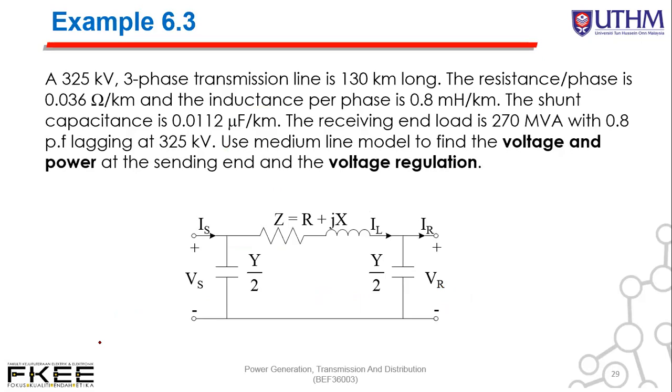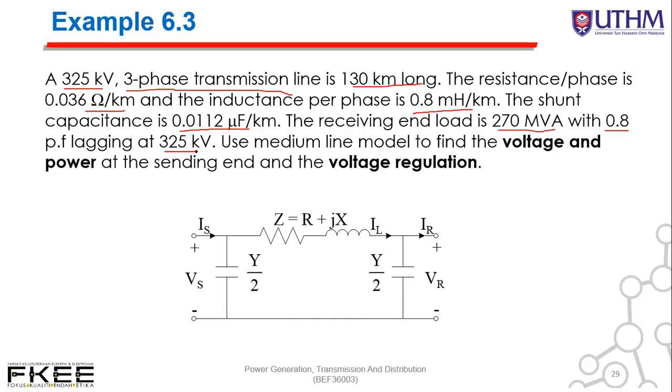Look at example 6.3: a 325 kilovolt, three-phase transmission line, 130 kilometers long. Resistance per phase is 0.036 ohm per kilometer. Inductance per phase is 0.8 millihenry per kilometer. Shunt capacitance is 0.0112 microfarad per kilometer. Receiving end load is 270 MVA with 0.8 power factor lagging at 325 kilovolts.